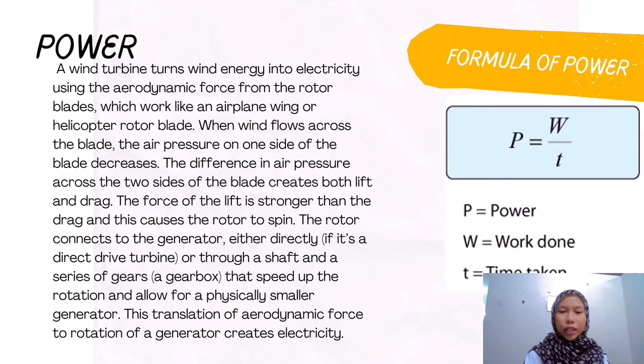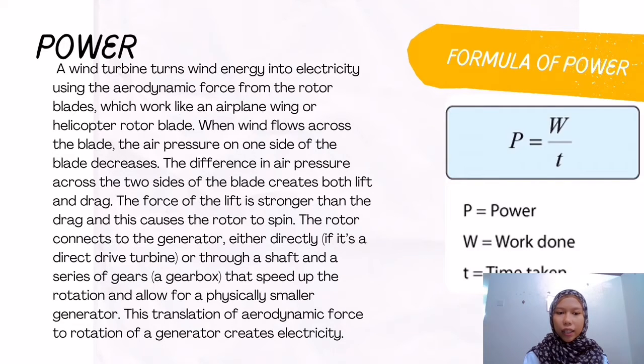Power. A wind turbine turns wind energy into electricity using the aerodynamic force from the rotor blades, which work like an airplane wing or helicopter rotor blade. When wind flows across the blade, the air pressure on one side of the blade decreases. The difference in air pressure across the two sides of the blade creates both lift and drag. The force of the lift is stronger than the drag, and this causes the rotor to spin.